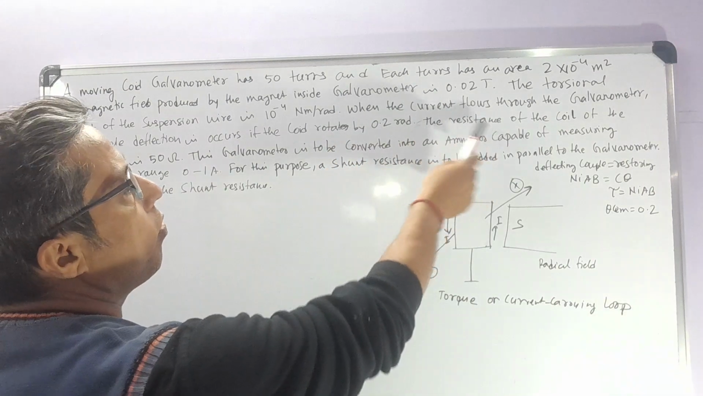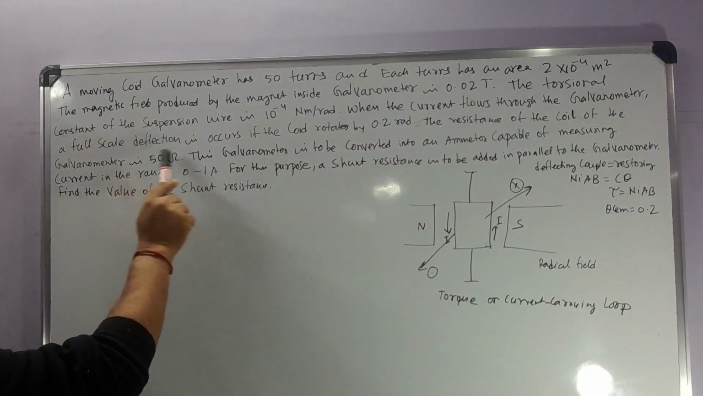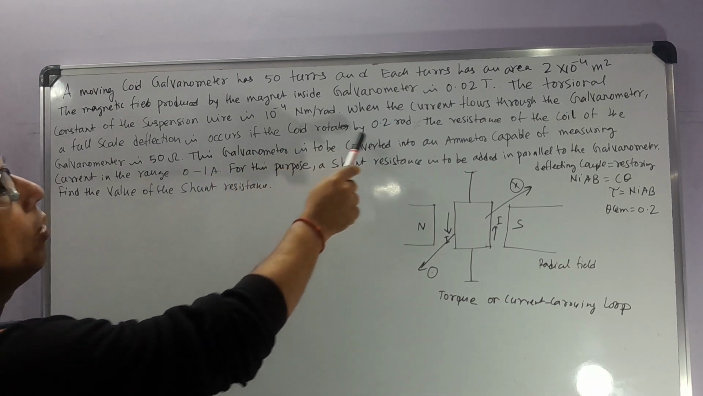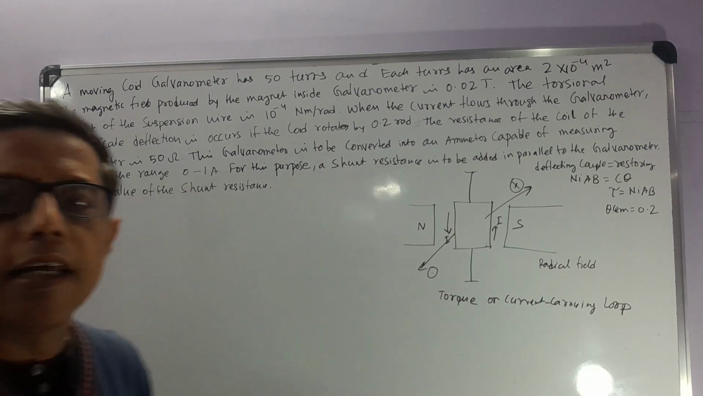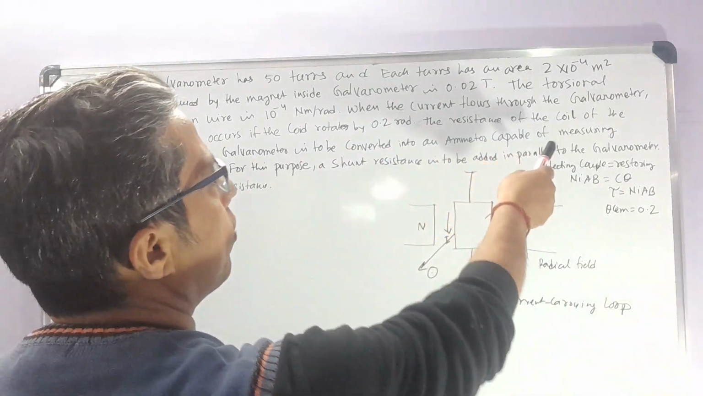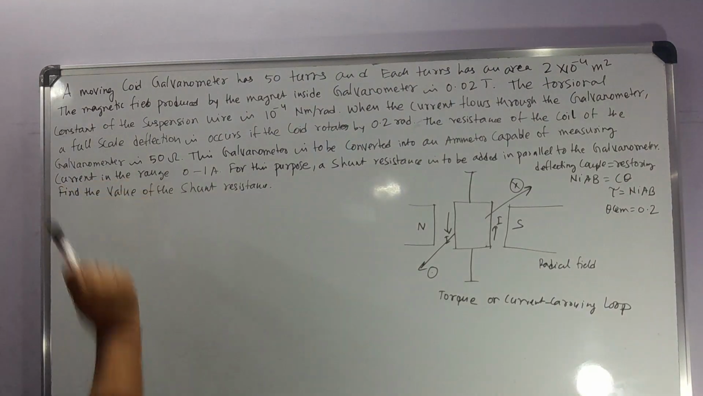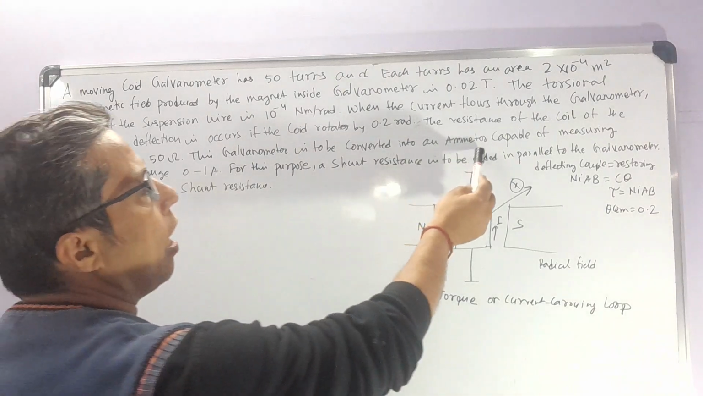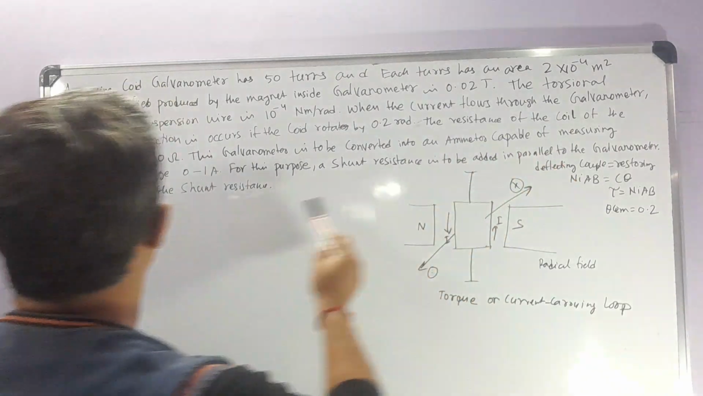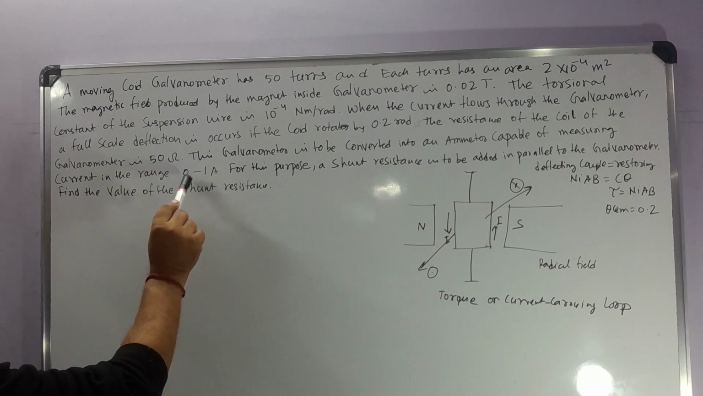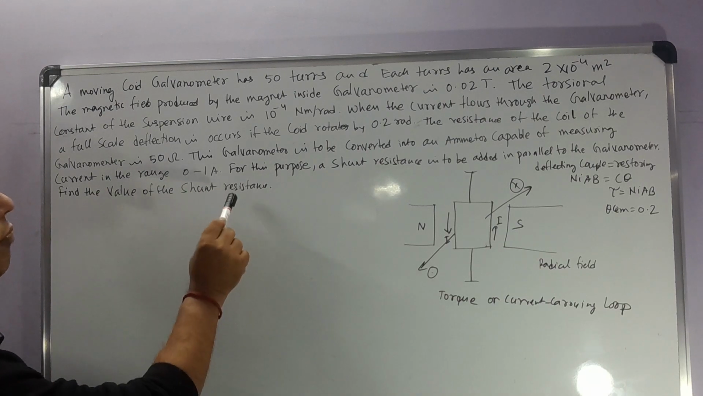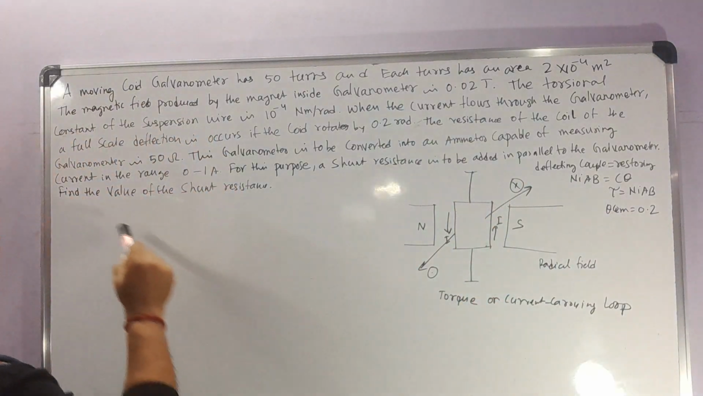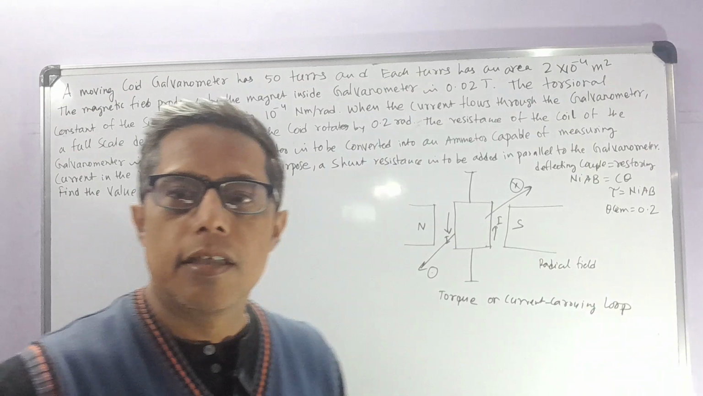Next, when the current flows through the galvanometer, a full scale deflection occurs if the coil is rotated by 0.2 radian. The resistance of the coil of the galvanometer is 50 ohm. This galvanometer is to be converted into an ammeter, capable of measuring the current in the range 0 ampere to 1 ampere. For this purpose, a shunt resistance is to be added in parallel to the galvanometer. Find the value of the shunt resistance.